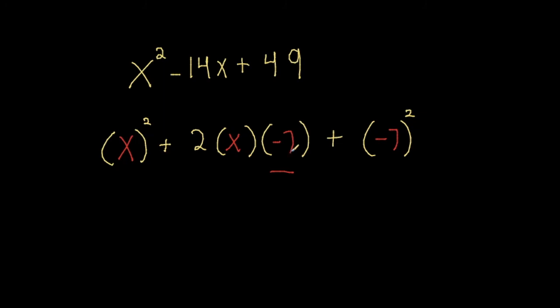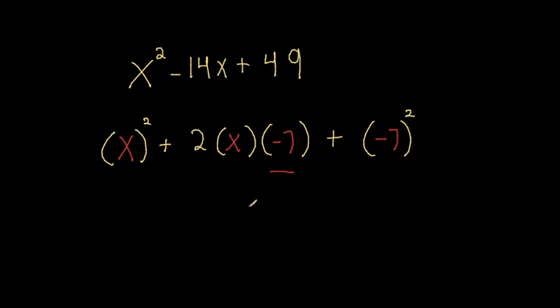So let's multiply here by negative 7. Is negative 14x 2 times our first term times our second term? Is it 2 times x times negative 7? And the answer is yes, right? To get our negative 14, we're going to multiply 2 times negative 7. So that's good for a negative 14. And then we have an x to get our negative 14x. And that is exactly what we want.